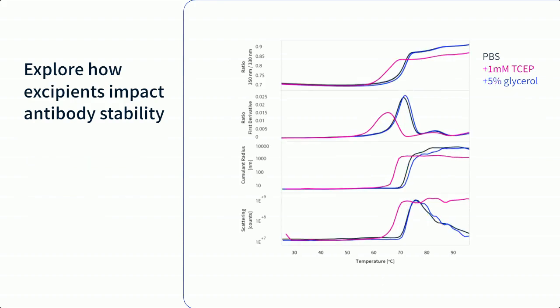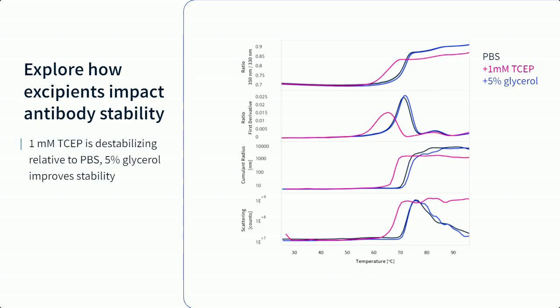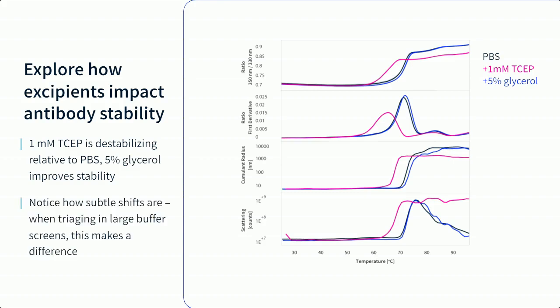So this is the same data, but now we're just looking at the best and worst of the tested excipients. As you might expect, adding 1 millimolar of TCEP is destabilizing, and we can easily see how much that shifted the curves. However, 5% glycerol is stabilizing relative to PBS, which is really helpful to know if you're considering the long-term stability for storage or freezing. It's not a huge shift, but it does make a difference when you need to triage things for large buffer scrapes.